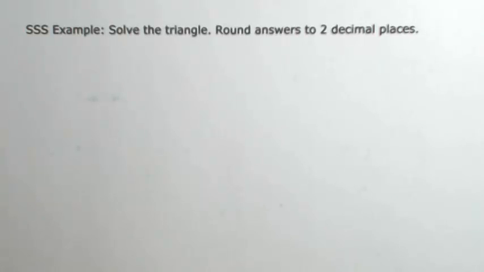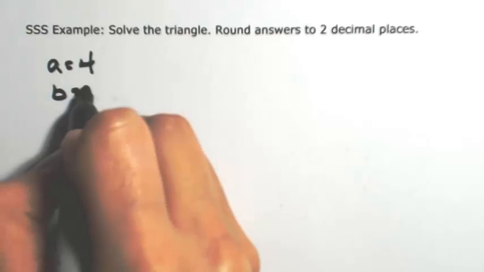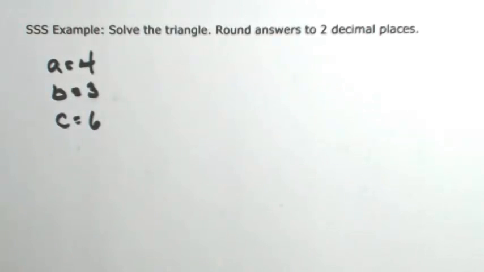Let's do an example where you're given three sides of a triangle and you want to find all three angles. So suppose that side A is 4, side B is 3, and side C is 6.